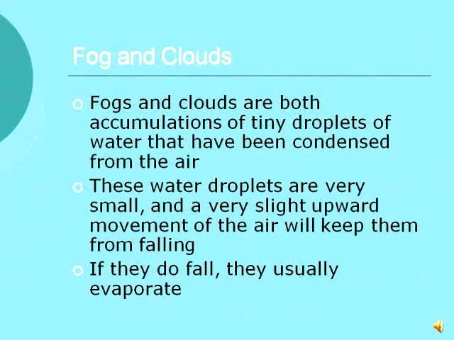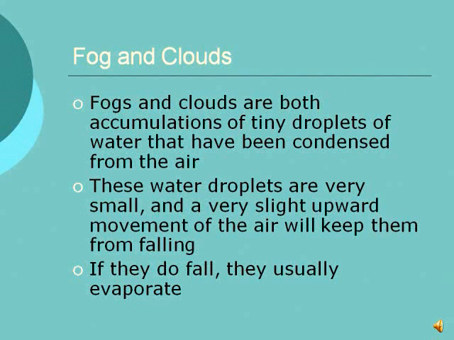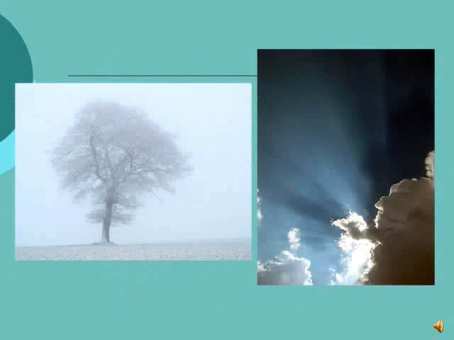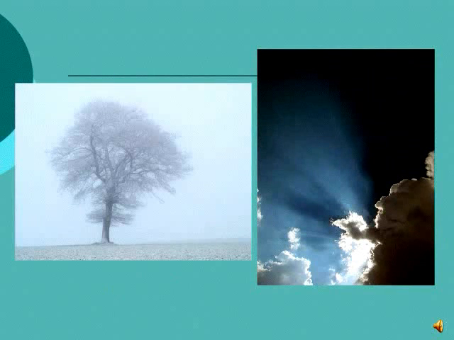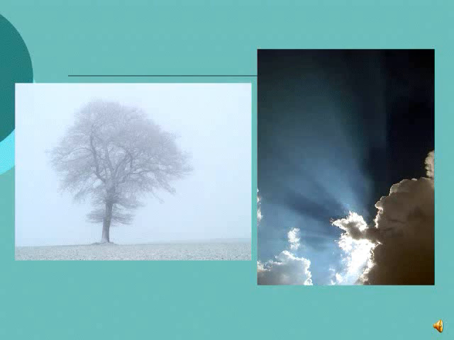Fog and clouds. Fogs and clouds are both accumulations of tiny droplets of water that have been condensed from the air. These water droplets are very small, and a very slight upward movement of the air will keep them from falling. If they do fall, however, they usually evaporate. On the left, you have a picture of fog. On the right, you have a picture of clouds. Basically, all fog is a lowered cloud. It's a cloud that is at the Earth's surface. So when you are walking through fog, you're walking through a cloud.